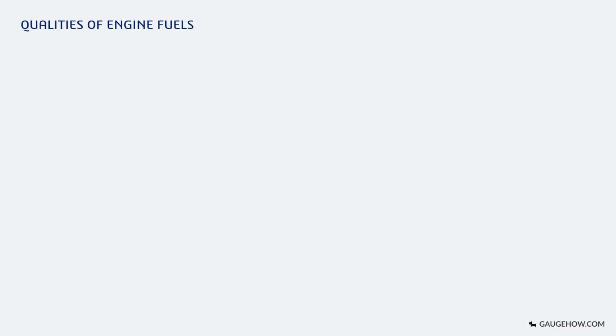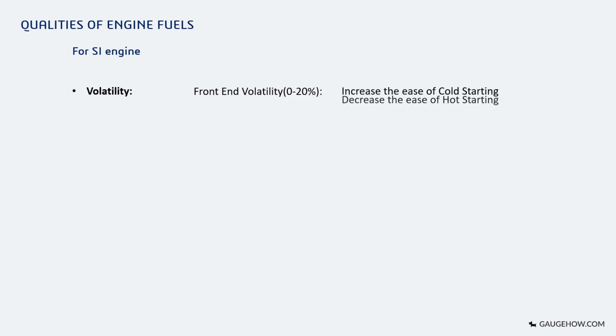And now for SI engine fuels, the characteristics are volatility. Volatility affects how easily you can start your car, warm it up, and how well it runs. A fuel can have front-end volatility, in which 0 to 20% of the fuel is burning. It makes it easier to cold start the engine but more difficult to hot start it. That is, the engine will start easily when the engine temperature is colder than the normal temperature, but at higher temperature it will be difficult to start the engine.